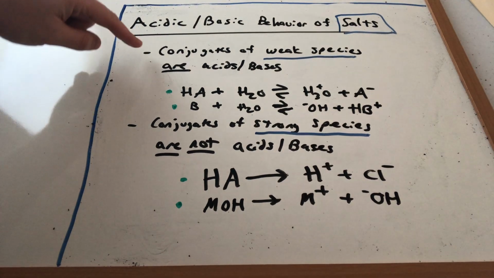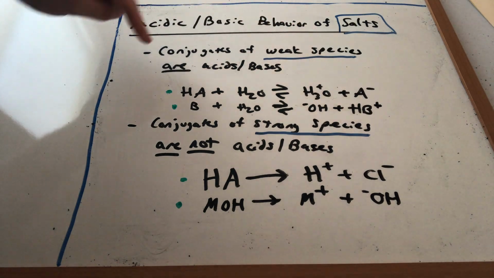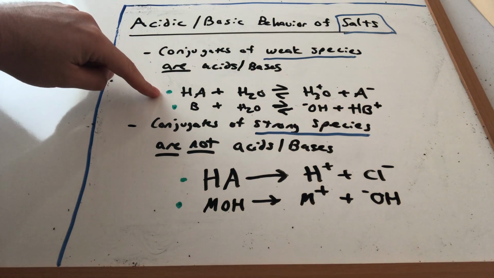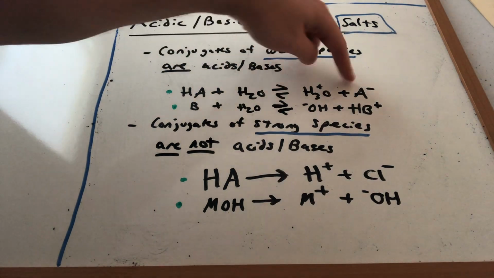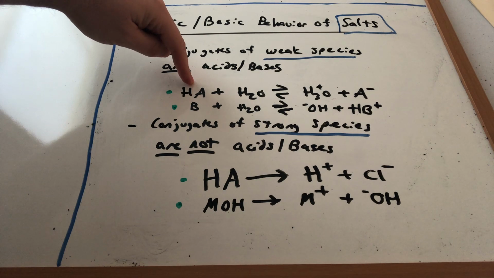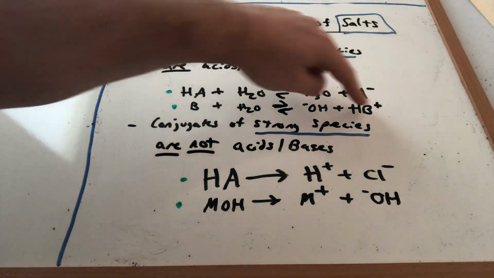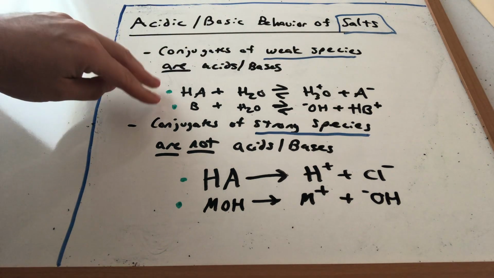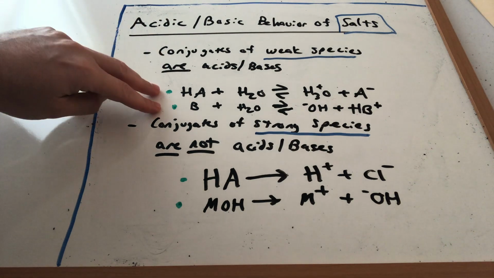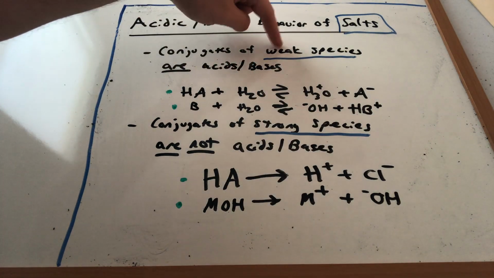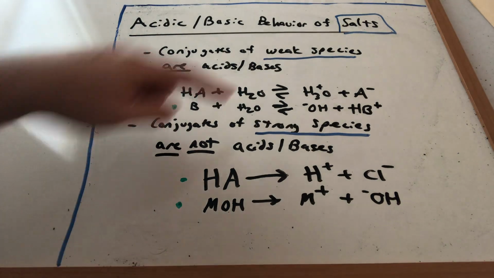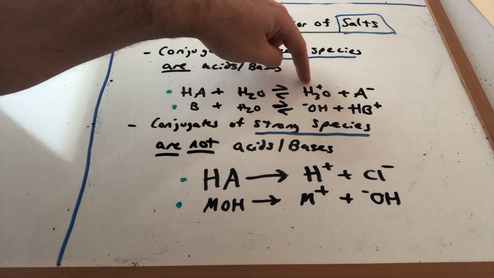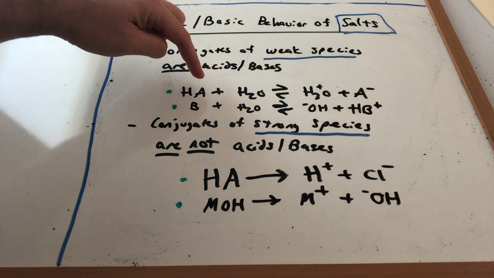Just to remind you, conjugates of weak species are acids and bases themselves. Here's our general expression for the acidic behavior of a general weak acid HA, and here is the basic behavior for a general weak base B. We wrote these down before, and we know how to come up with them whenever we need them. Notice that because they're weak, we have a double arrow. What this double arrow implies is that the reaction could go this way or it could come back the other way.